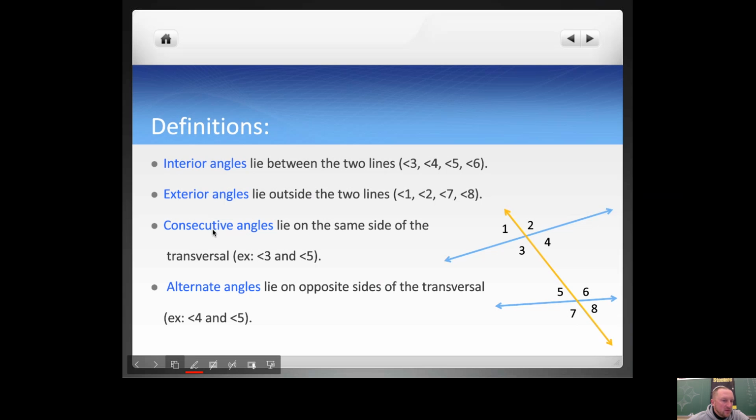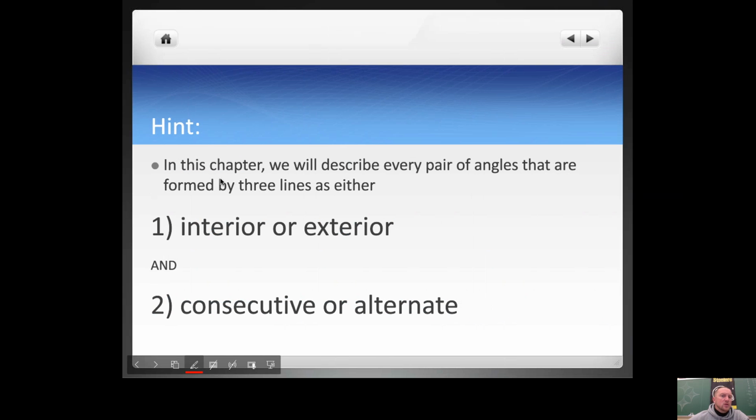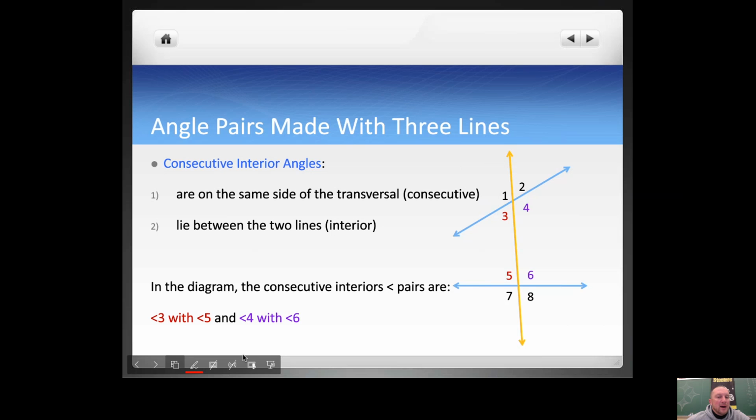Alternate means the opposite of consecutive. So alternate angles lie on the opposite side of the transversal, like angle 4 and angle 5, or angle 1 and angle 6. So in this chapter, we're going to describe every pair of angles that are formed by three lines as either interior or exterior angles, and we're going to classify them as either consecutive or alternate at the same time. Next video, we'll get into combining those.